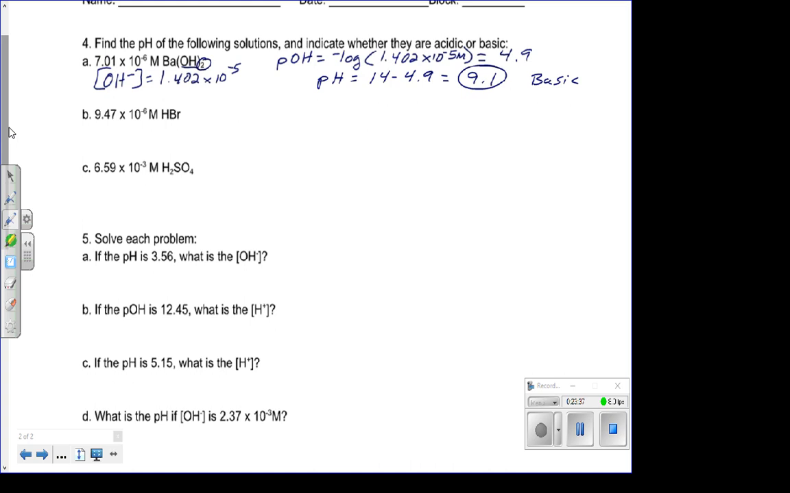Letter B, we've got a formula that starts with H. There's only one H in the formula, so this is our H3O concentration. We get pH directly from that. Negative log of 9.47 times 10 to the negative 6th is about 5. That's below 7, so it's acidic.